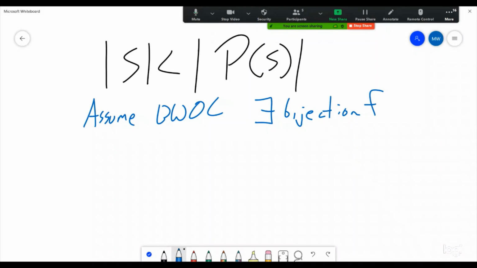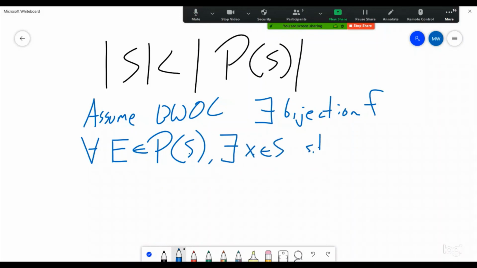Or technically just a surjection. So you assume there is a bijection F, and that means that for every set in the power set of S, there exists some element x in the set S such that f of x equals that element E, which is a subset of S, because it's an element of the power set.